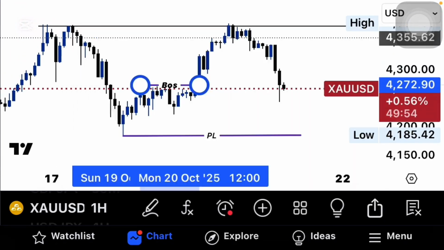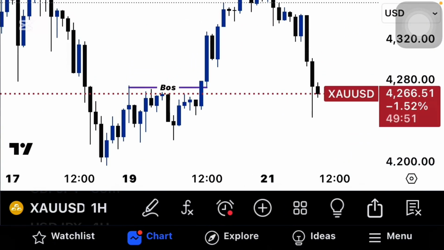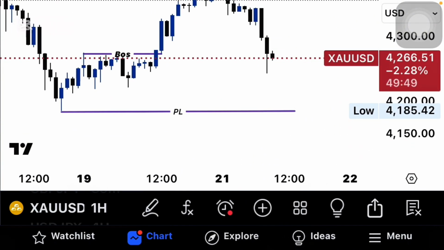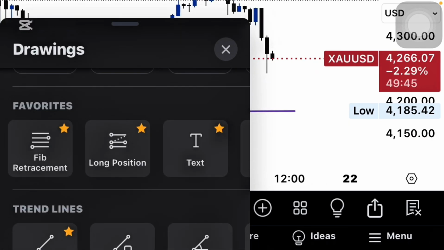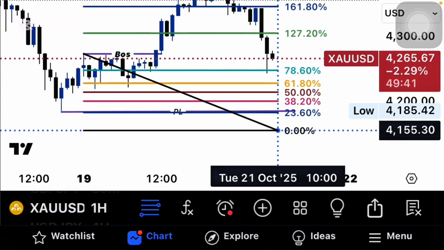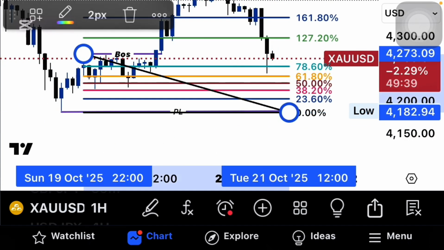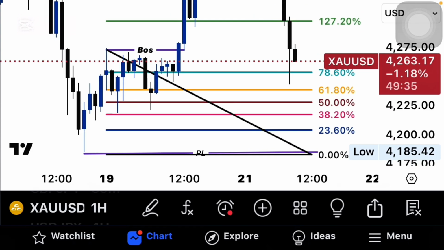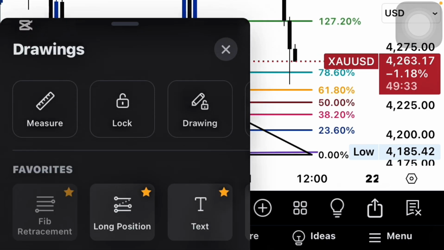So this is the break of structure. This is my break of structure here, and I'll go on the 15 minutes for my entry. But for now, I want to use this break of structure, this clear view, because I'm using my phone right now. So that's why I'm on this so that I can get the overall view of everything.